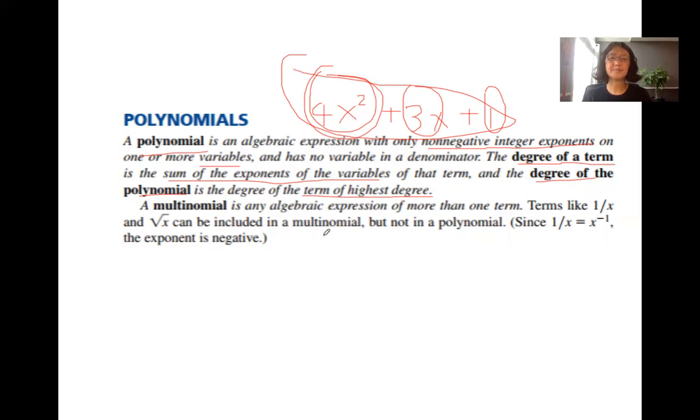Pay attention to the definition of polynomial. You only have non-negative integer exponents. If you have something like 1 over x, because 1 over x is the same as x raised to the power of -1, here you have a negative number as exponent. So this is not a polynomial.